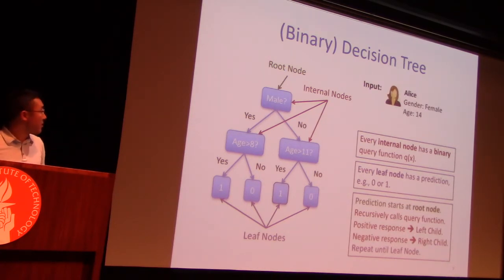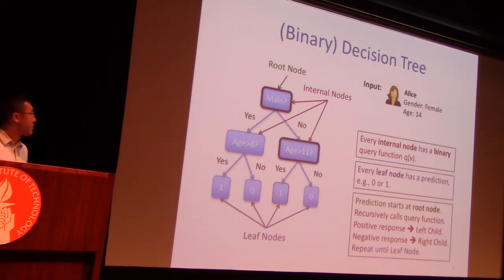Here's one example. Suppose this is our input instance, which has two features, gender and age. We start at the root node, and the query at the root node is whether or not the gender feature is male. In this case, the query returns negative, so we go down the right child, and we query whether or not the age feature is greater than 11. In this case, the query returns positive, so we go down the right child, and then we predict 1. That's basically it. So the prediction is yes, the height is greater than 55 inches.